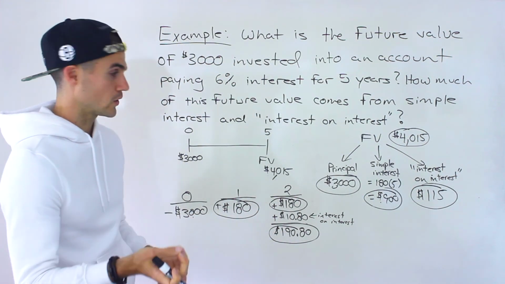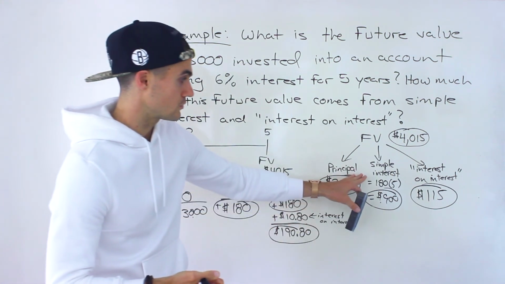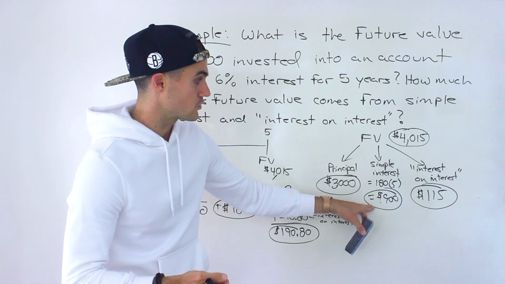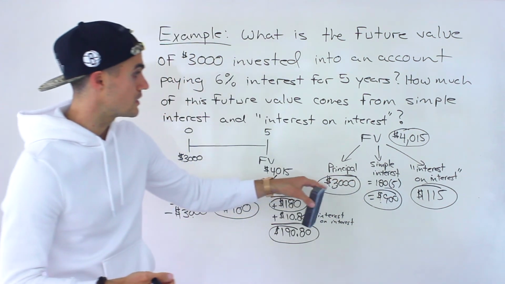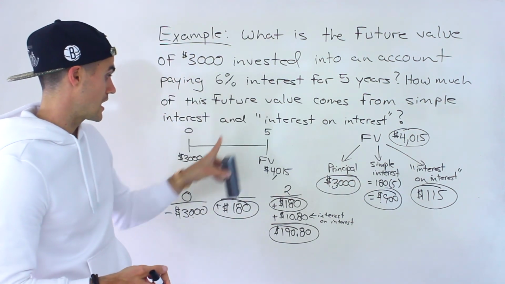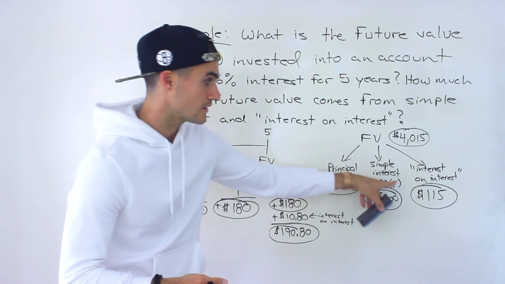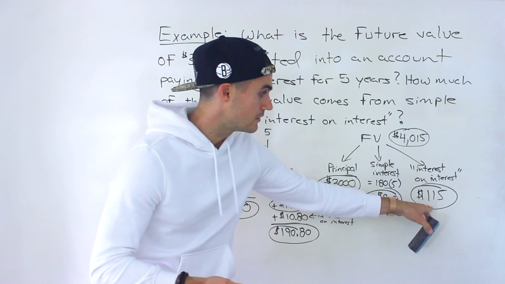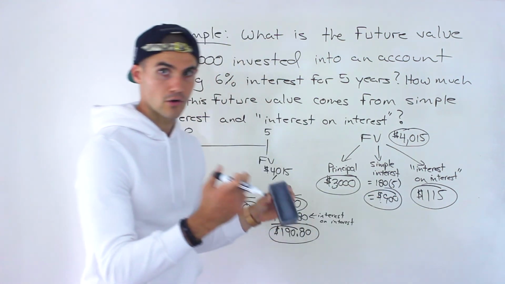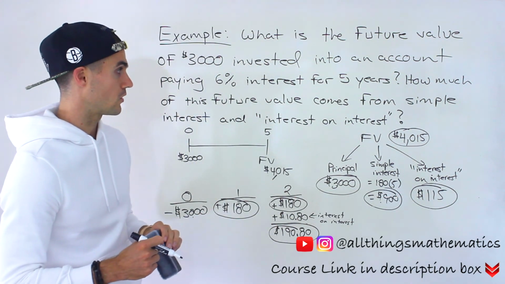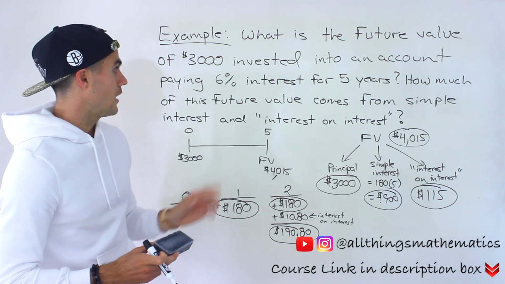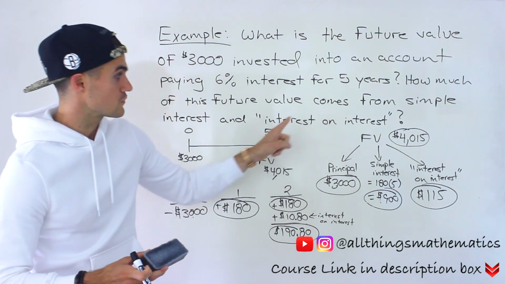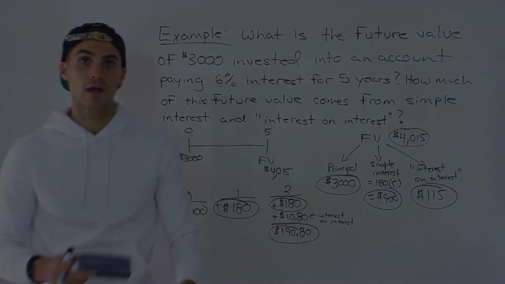All right, so that's how you could quickly do it. You just have to calculate the future value. Then calculate the simple interest portion, which is the interest rate times the principal, which is the 180, and then multiply that by the number of years. That's staying constant. And then this is the variable, quote unquote, that you've got to solve for. All right, so how much of this future value comes from simple interest? 900. How much comes from interest on interest? 115.